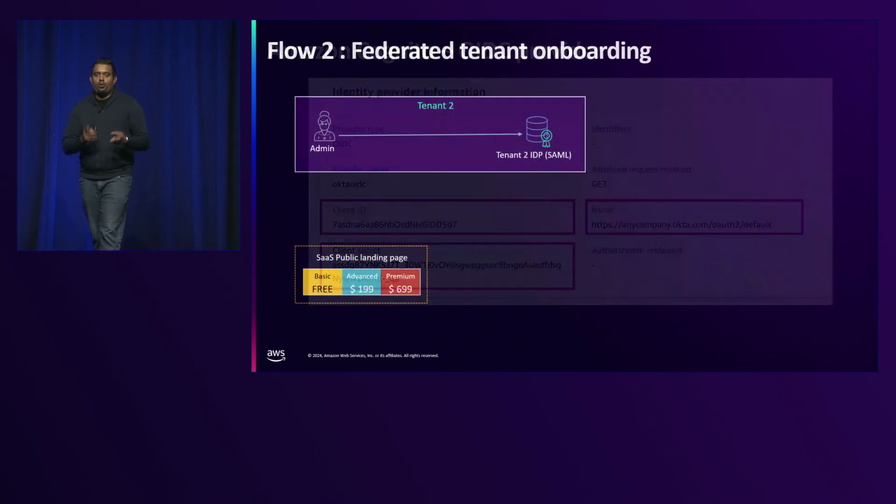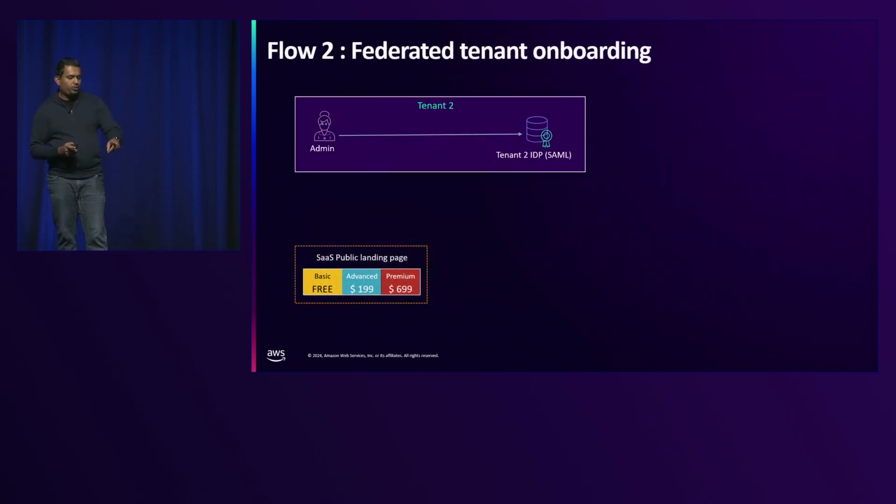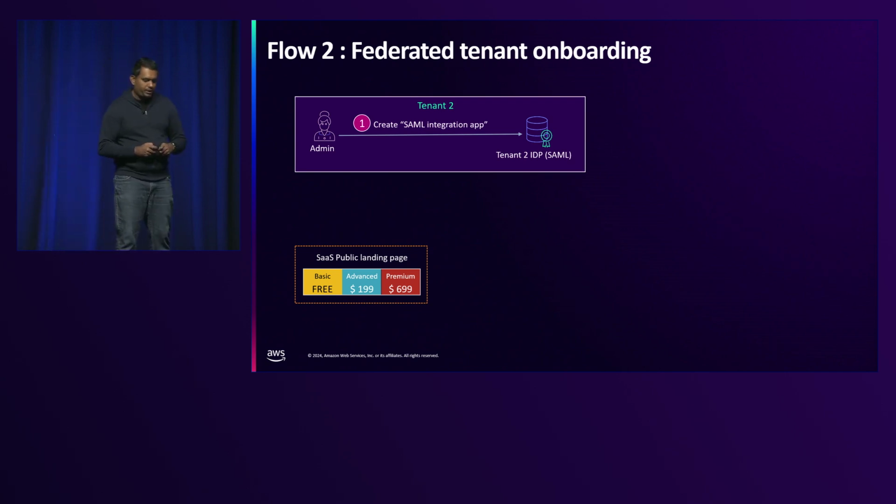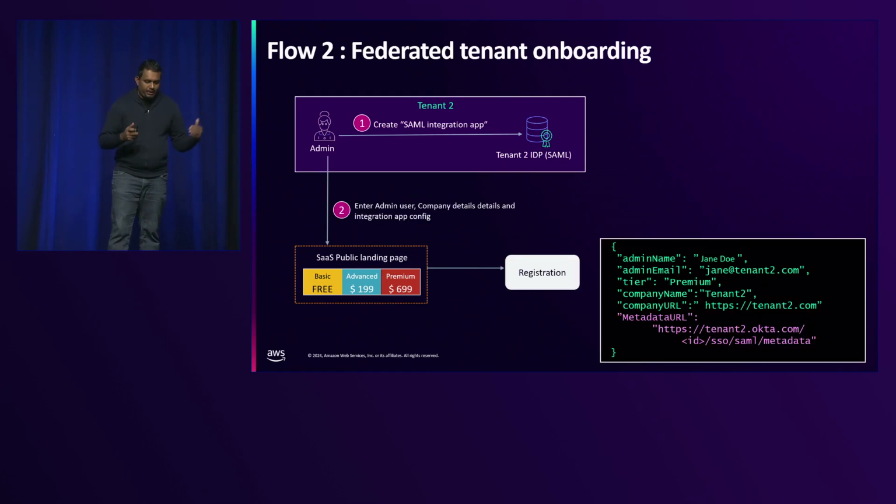So in the case of the flow number 2, I have tenant 2. I have taken the SAML as an example in this flow, and the difference is that tenant 2 would have created the SAML integration app up front, of course with some placeholder values for the configs that they don't know at this stage, and then as a part of the onboarding request, they will send the details or the configs that the Cognito will need to create the federation flow completely.